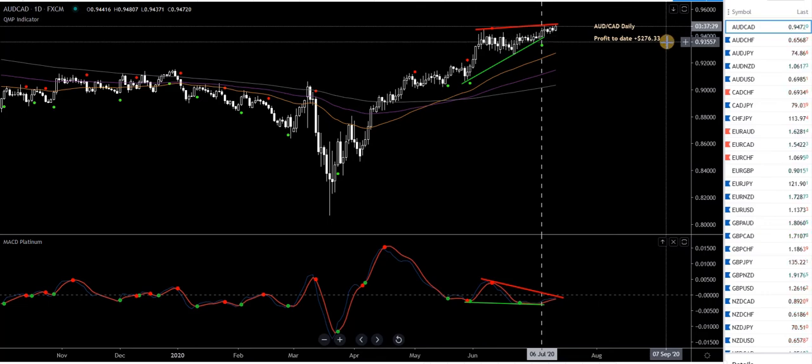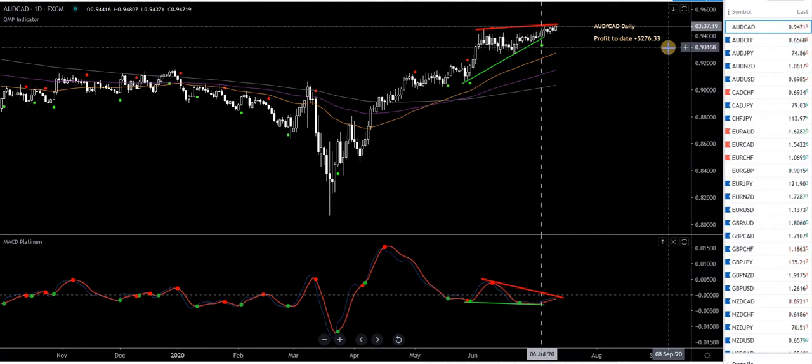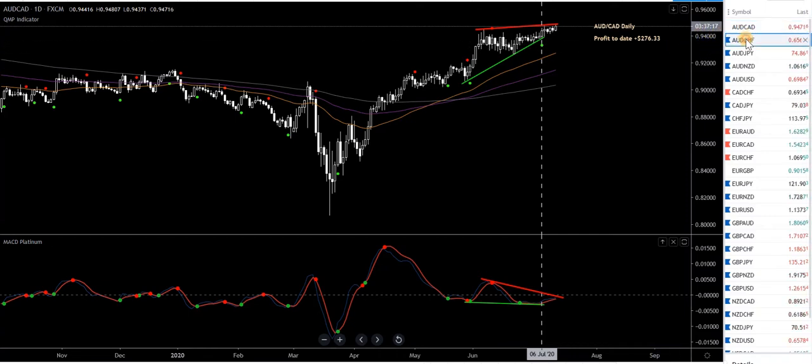Profit to date generally means how much profit I've made on this pair since I've started trading it. And most of my trading, the vast majority of it, is based on a 0.02 base lot, so roughly about 20 cents per pip.